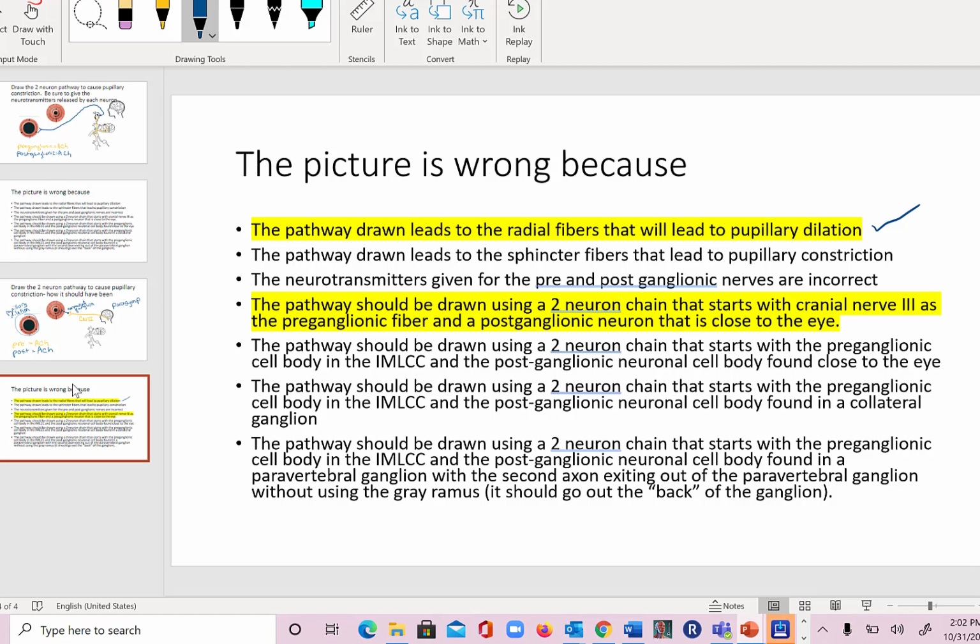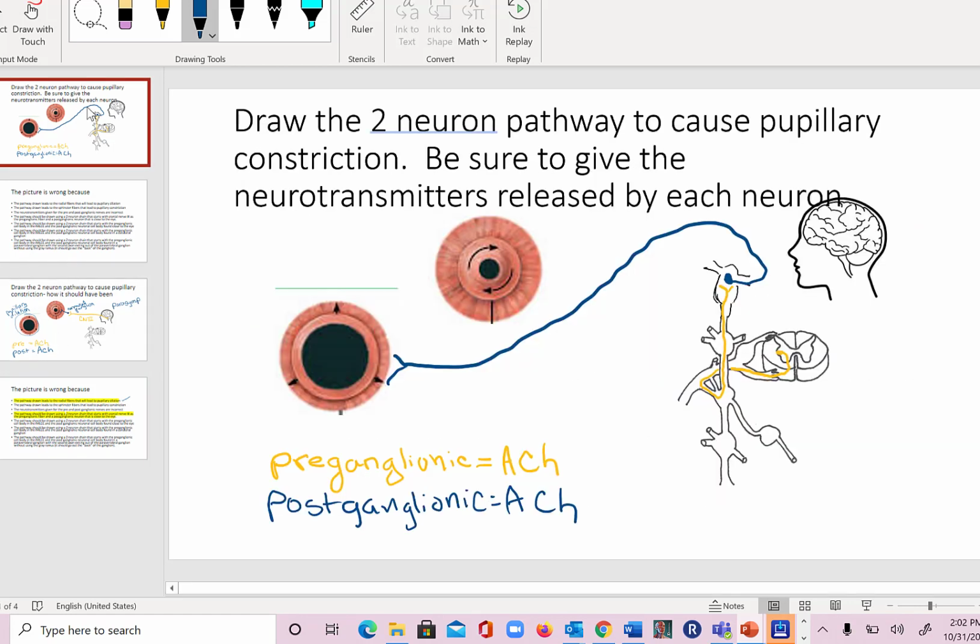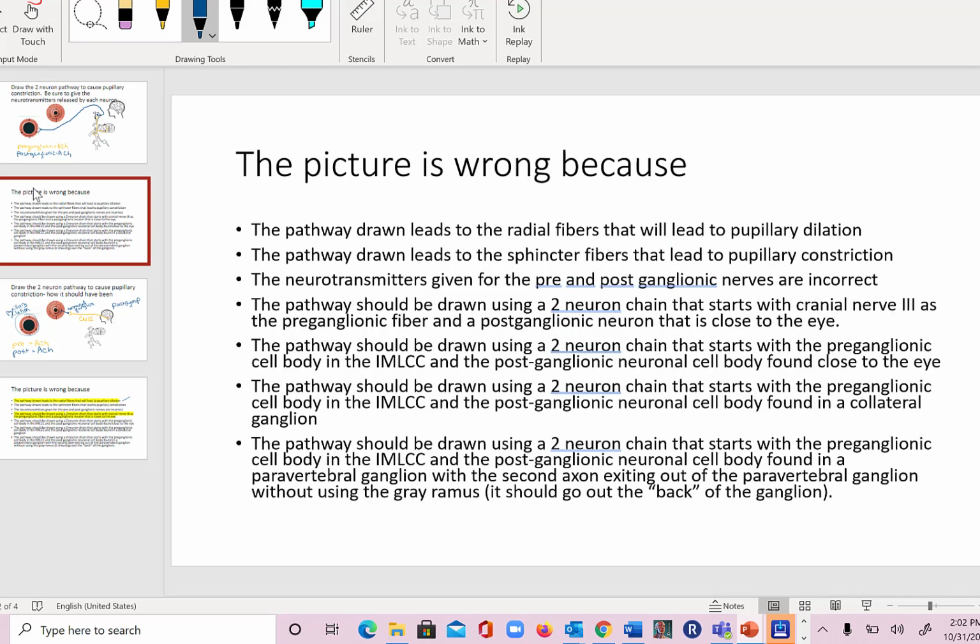So again, I am going to give you a picture, and the picture will tell you what the task was, just like I did in the first slide. The person needs to draw a two neuron pathway to cause pupillary constriction. So I'm pretending to be the student. I am drawing that pathway. The question will actually read for you, the picture is wrong because, and your task is to use the drop-down menu to select all of the possible reasons why the picture is wrong.